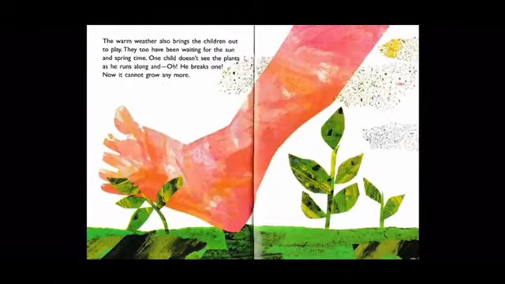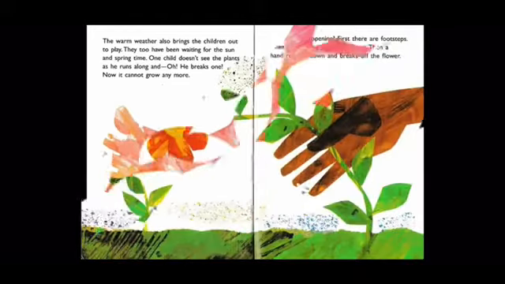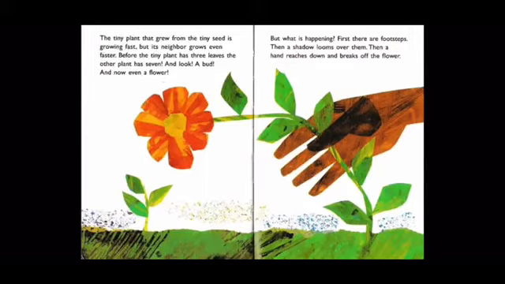The warm weather also brings the children out to play. They too have been waiting for the sun and springtime. One child doesn't see the plants as he runs along and, oh, he breaks one. Now it cannot grow anymore. The tiny plant that grew from the tiny seed is growing fast, but its neighbor grows even faster. Before the tiny plant has 3 leaves, the other plant has 7. And look, a bud, and now even a flower.